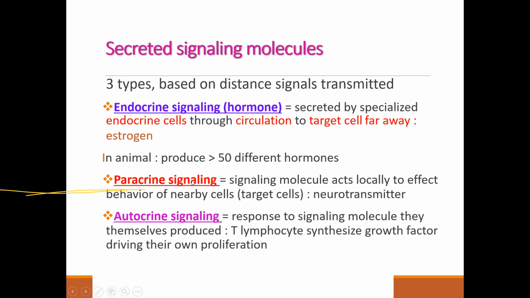For paracrine signaling, the transportation of the signaling molecule to the target cell occurs by diffusion. An example of a signaling molecule in paracrine signaling is a neurotransmitter. It means that a neurotransmitter can be released from one nerve cell and diffuse across the synapse to another nerve cell or to a muscle cell at the neuromuscular junction. For autocrine signaling, the example is a response to the signaling molecule the cell produces itself. For example, a T lymphocyte synthesizes growth factor, releases it, and controls the proliferation of nearby cells together with its own proliferation.